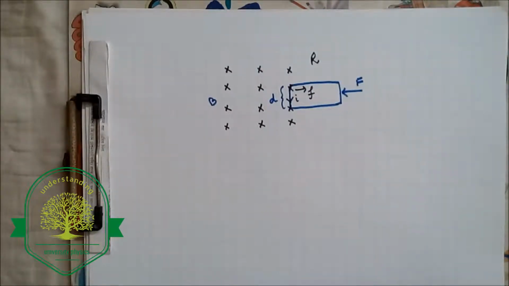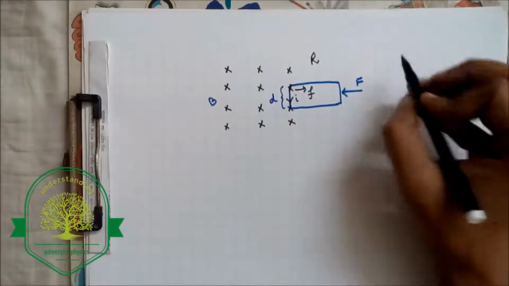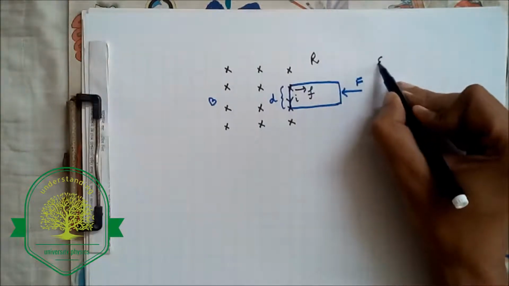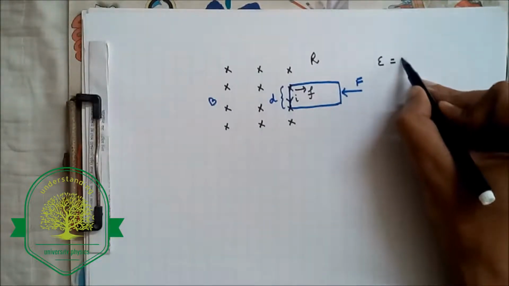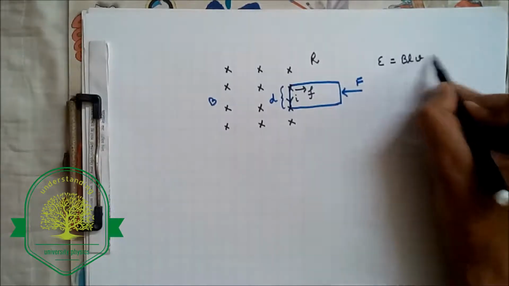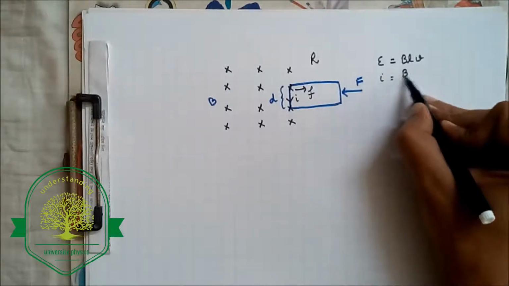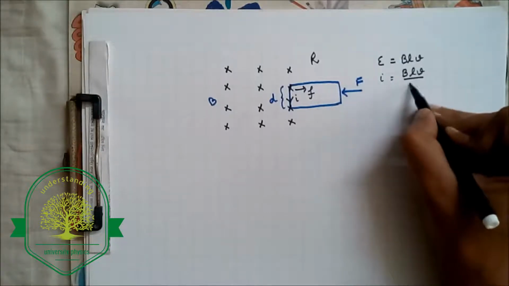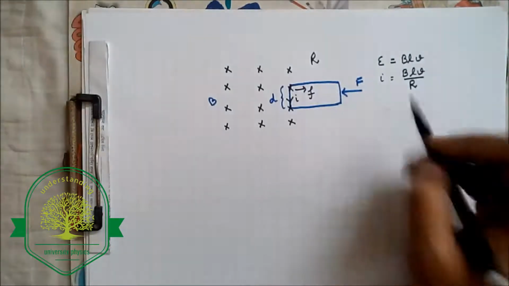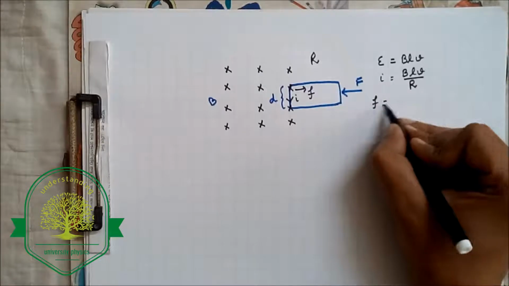So we have to find the acceleration of the frame when the speed is v. So first of all, let us see what the induced EMF is. The induced EMF is given by BLV. So the induced current is induced EMF divided by resistance, and this force is IL cross B.